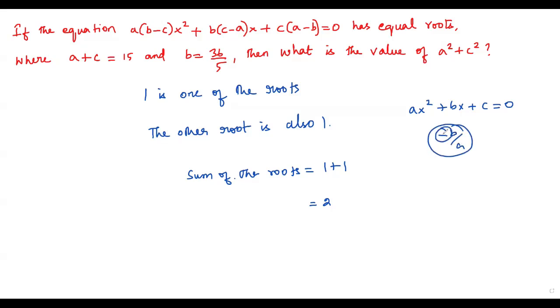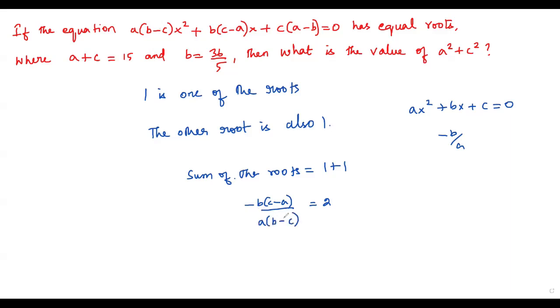That is, we have to take the negative sign and the coefficient of x, and it has to be divided by the coefficient of x square. In our quadratic equation, the coefficient of x is b times (c negative a). Let me take this negative sign over here. The coefficient of x is b times (c negative a). It has to be divided by the coefficient of x square. So here the coefficient of x square is a times (b negative c).